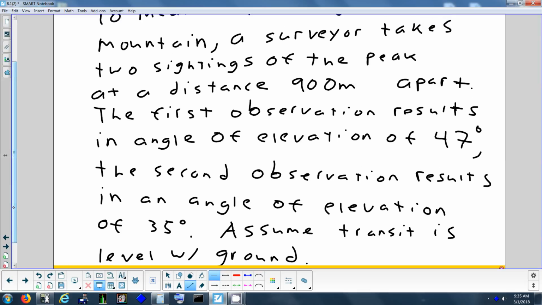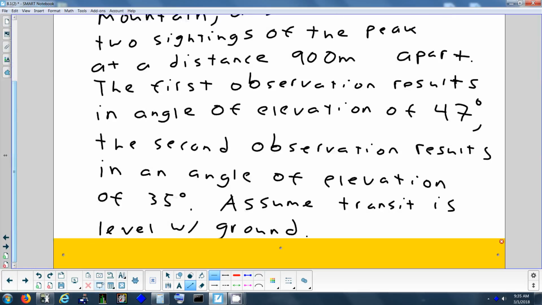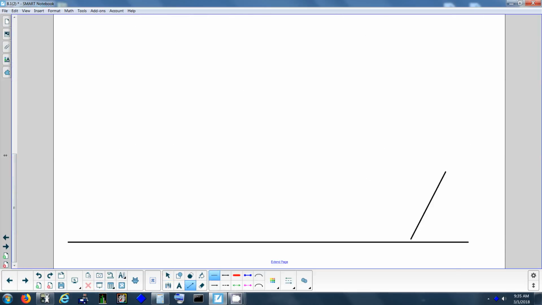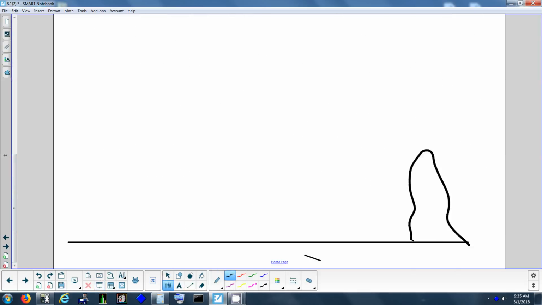So what do you think we need to do with all that stuff? That would make this a lot easier. Yep, make a picture. We're going to make a picture. So in the picture, we definitely want to have the ground. We have to have a mountain. All right, so here's our mountain. It's very steep. Careful if you climb it.